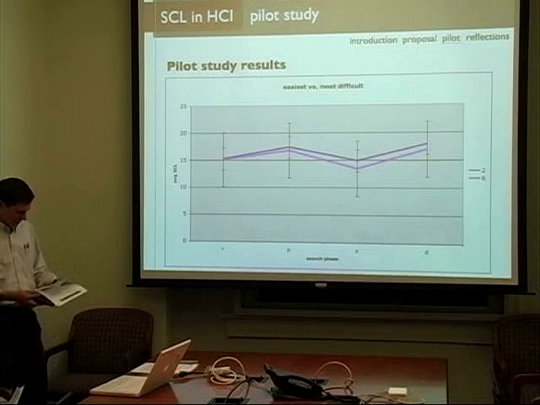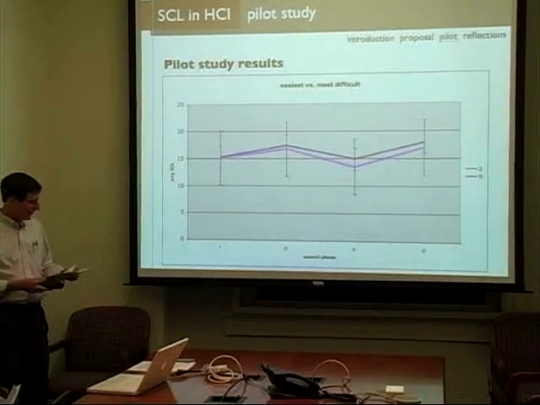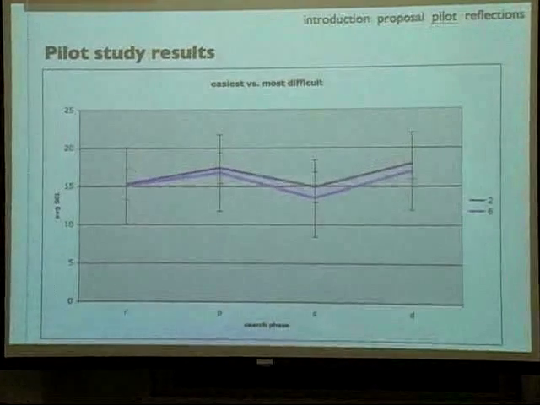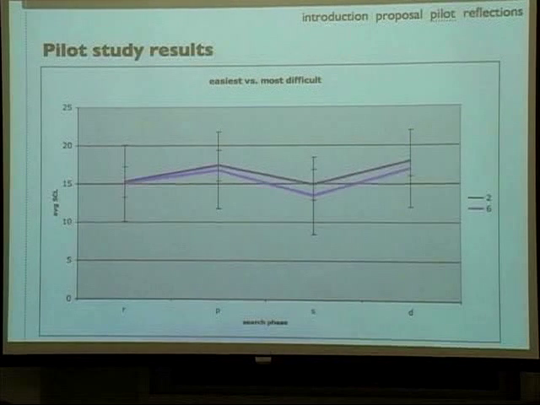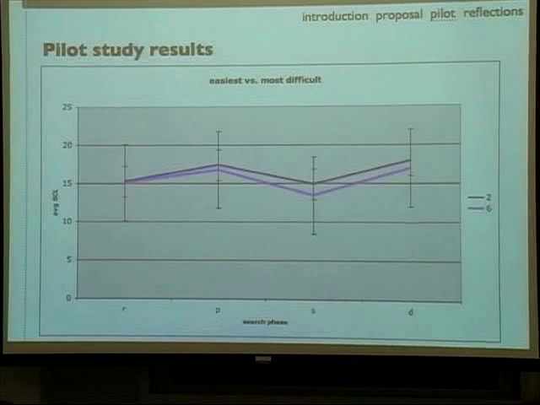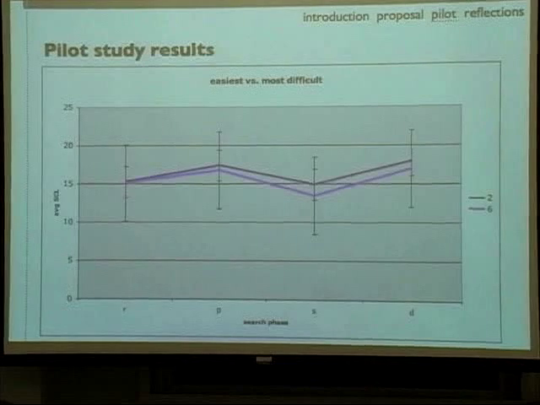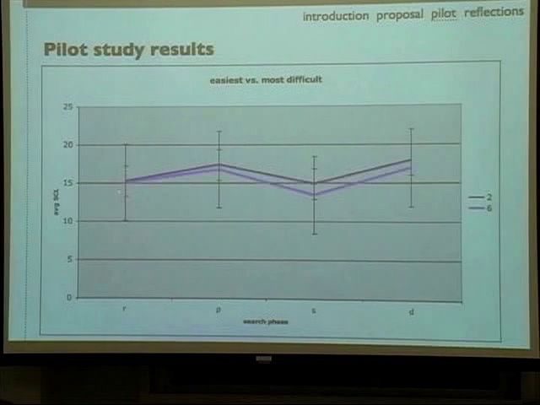Okay. This is a look at our easiest versus the most difficult. And in this case, the blue line represents one of the easy tasks. And this is our government task. So it was the same question, asked a little bit differently, a little more difficult. Again, the one that was the most difficult had lower SCL than the one that we thought was the easiest.